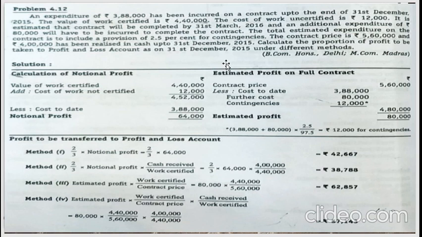The cost of works uncertified is rupees 12,000. It is estimated that the contract will be completed by 31st March 2016. An additional expenditure of rupees 80,000 will have to be incurred to complete the contract. The total estimated expenditure on the contract is to include a provision of 2.5% for contingencies. The contract price is 5,60,000 and rupees 4 lakh has been realized in cash up to 31st December 2015.